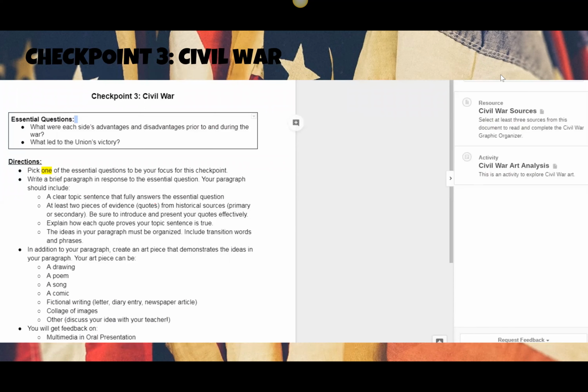And then the second one is, what led to the Union's victory? So what were the reasons that the North ended up winning? You're choosing one of those questions, and then you're going to use the resources off to the right called Civil War sources, and be choosing at least 3 of those sources from that document to find the evidence that you need to support your question.